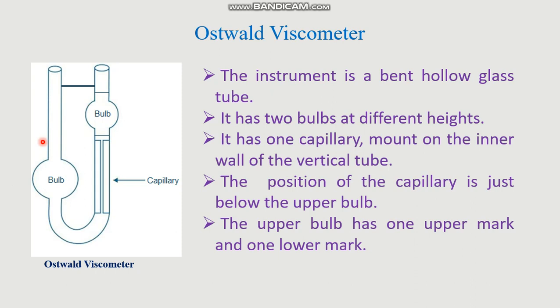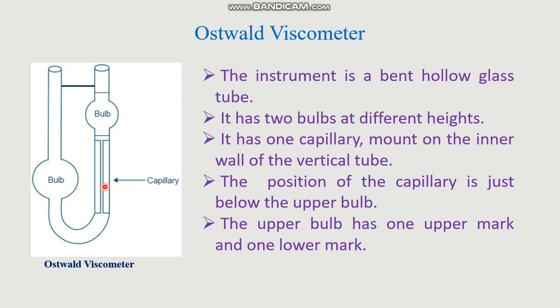So look at this. This is a hollow cylindrical glass tube and bent in the shape of English capital letter U. It has 2 bulbs. This is 1 bulb, this is another bulb, but look at the heights of these 2 bulbs. Their levels are different. This is the upper bulb, this is the lower bulb. This upper bulb has 2 marks. This is the upper mark, this is the lower mark, and just below this bulb a capillary has been mounted in the inner wall of that glass tube.